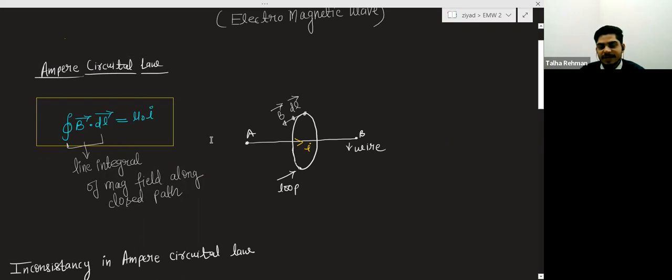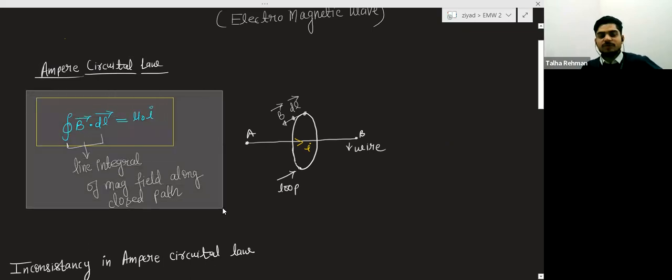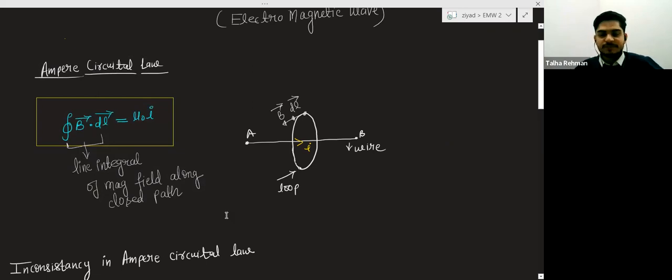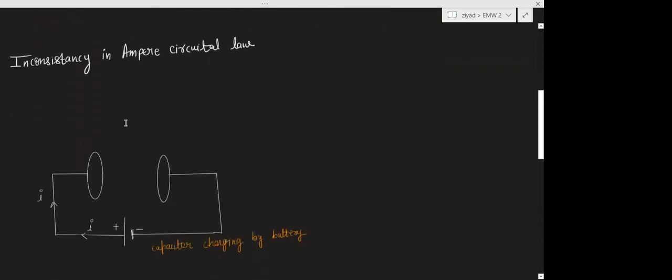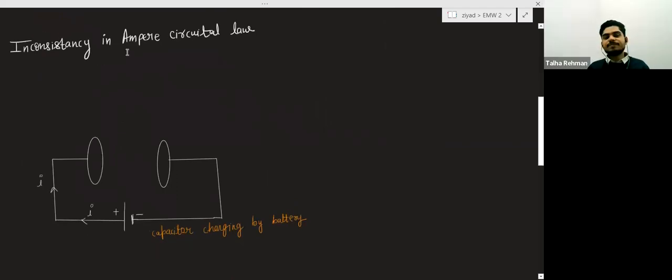But there was a scientist named Maxwell. Maxwell proved that there is some inconsistency in this law. This law is not fully correct. We cannot apply this law in each and every situation. So, inconsistency in Ampere circuital law, and I will show you how this law is not fully correct.